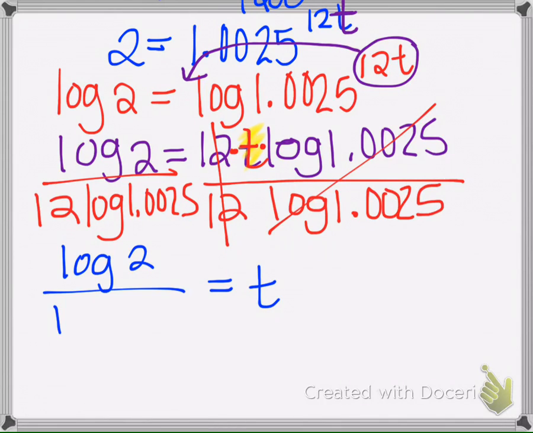So the exact answer for t is this, but that doesn't really tell us how much time that is. That looks confusing to us. So now you're going to go ahead and put it in the calculator. It says round to the nearest hundredths place.